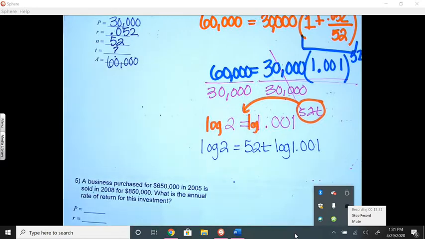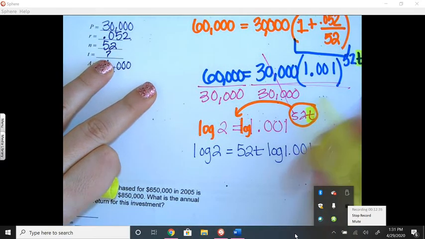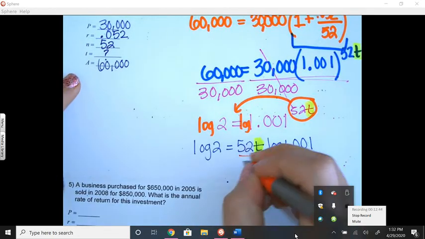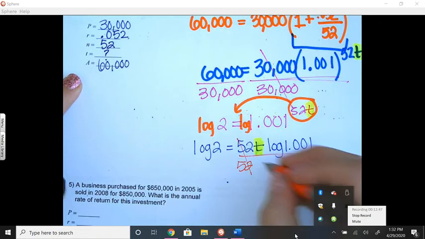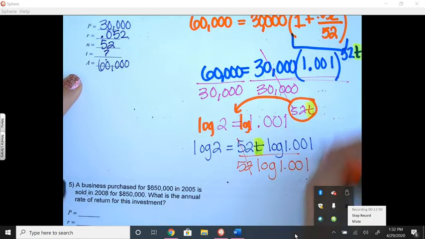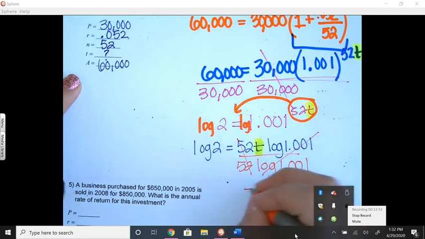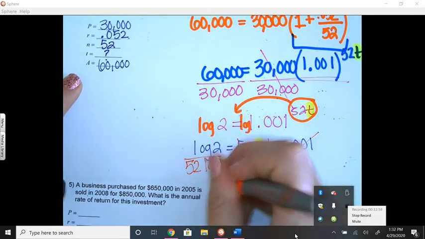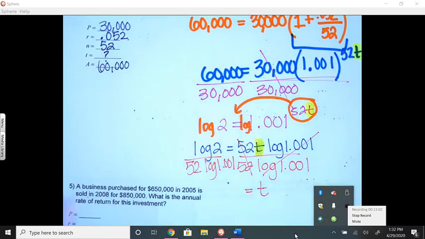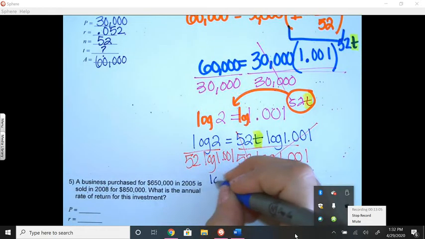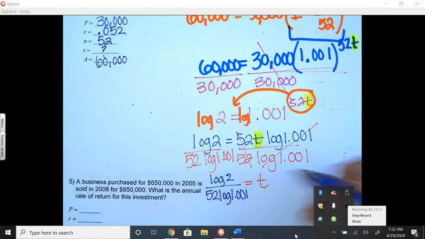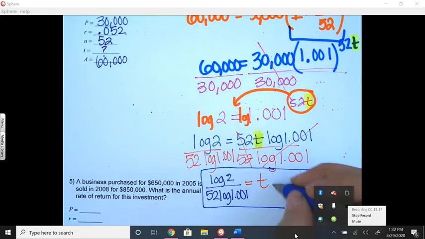Again, we're trying to solve for t. This whole time we want to get t by itself. That's why we wanted to bring the 52t down, so that we can now divide by 52 to get rid of that 52, and divide by log 1.001 to get rid of that. Then the t would be by itself. So we're going to divide by 52 log 1.001. If the problem asked for the exact answer, this whole thing would be the exact answer. But if we told someone it would take this long, people would look at us and be like, what is that? How many years is that?